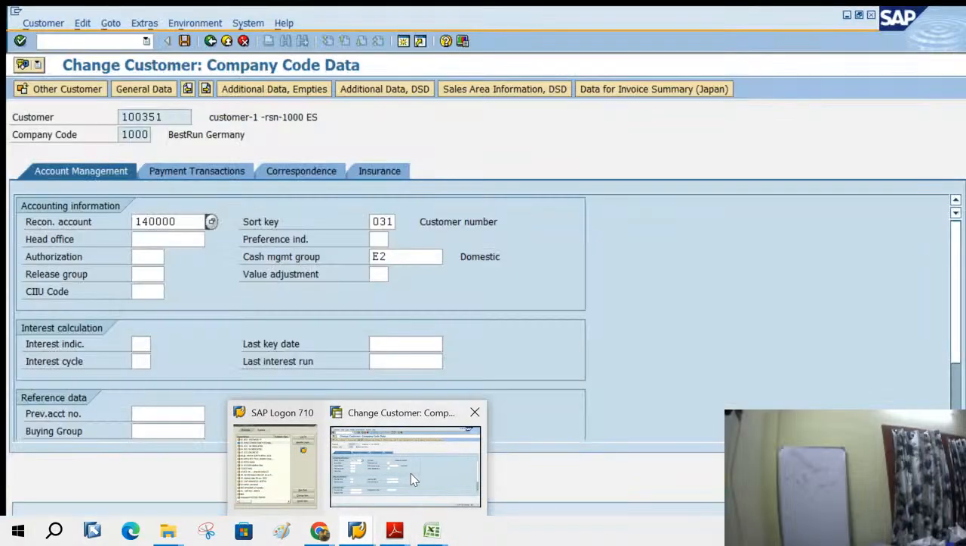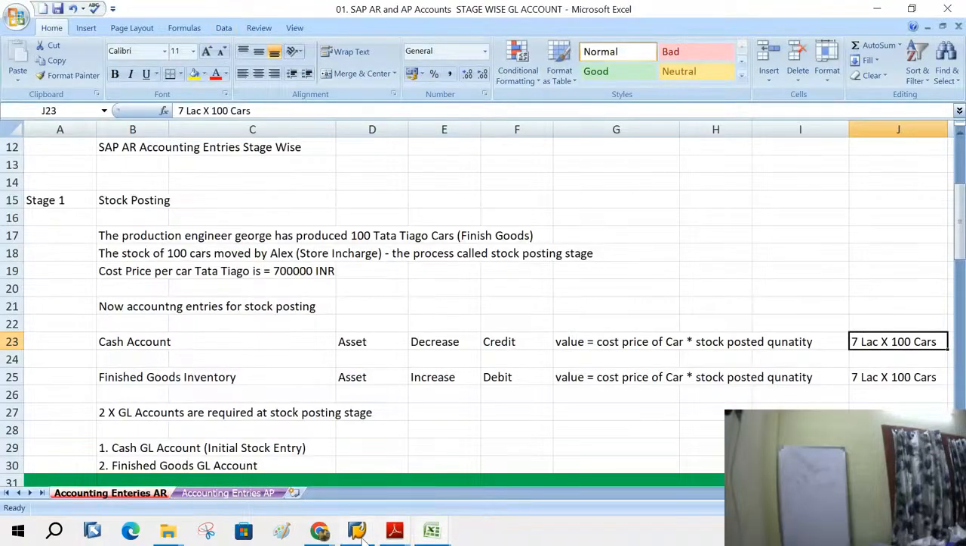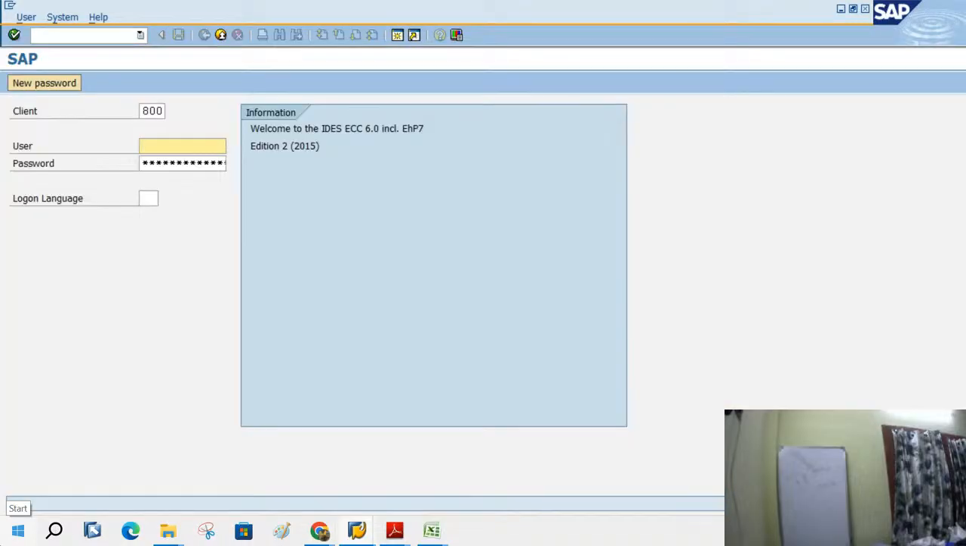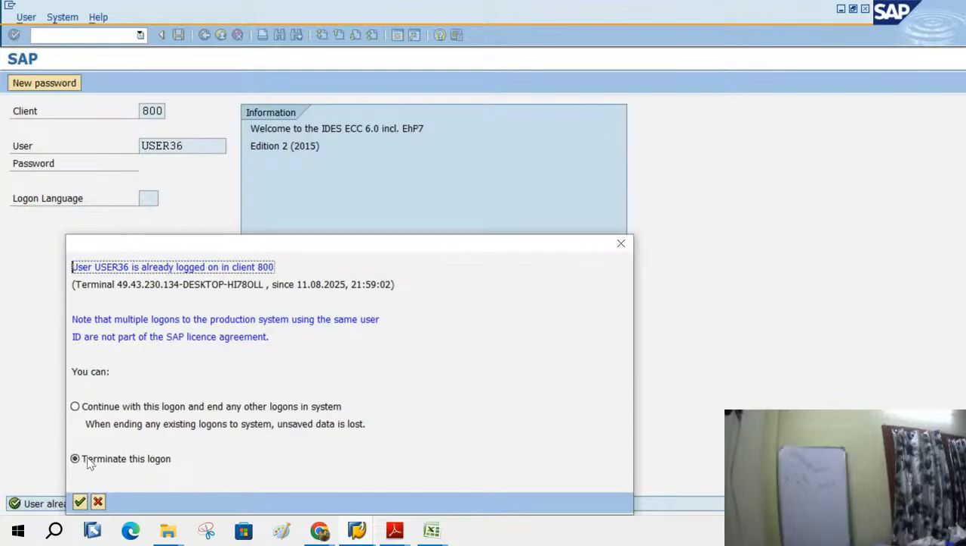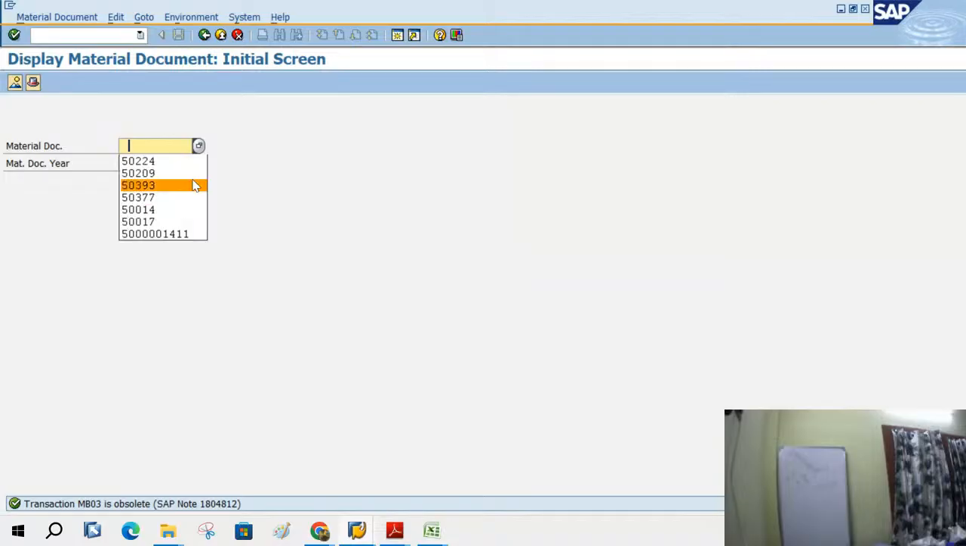So now in the same way, I am going to show you for your company code 1000. You have done your MB1C, yes or no? So the accounting document is going to be generated. Yes or no? So how many GL accounts do you require for the stock posting stage? What are they? Yeah, we'll call that for the time being the cash account. Okay, cash account is called finished goods inventory. Clear?